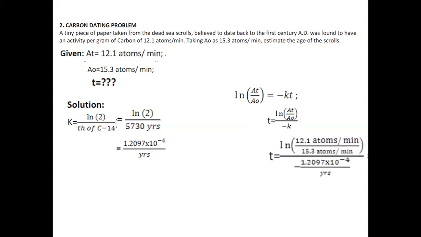Now let's substitute the following values. This gives us time is equal to the natural logarithm of 12.1 atoms per minute all over 15.3 atoms per minute, all over our decay constant at 1.2097 times 10 raised to negative 4 per year. Okay, so this is negative. So our time now is equal to 1,939.72 years ago. So almost nearly 2,000 years ago, since Christ's ascension to heaven.